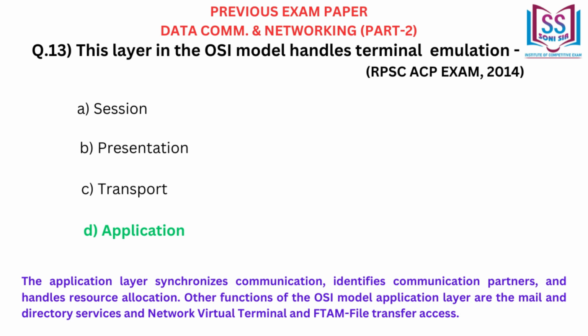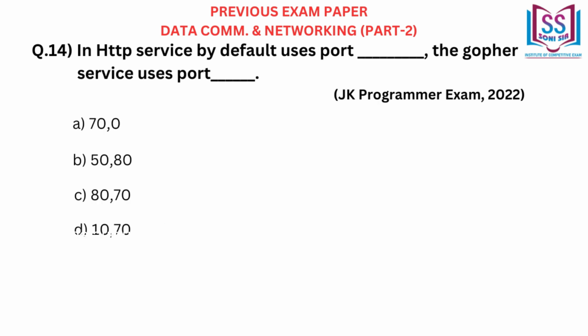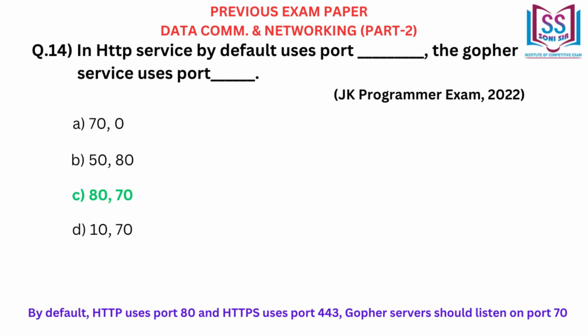Other functions of the OSI model application layer are the mail and directory services, network virtual terminal, and FTAM, file transfer access. The HTTP service by default uses port dash, the Gopher service uses port dash. A. 70 and 0. B. 50 and 80. C. 80 and 70. D. 10 and 70. Correct answer C. 80 and 70.